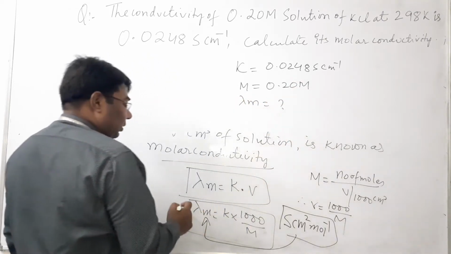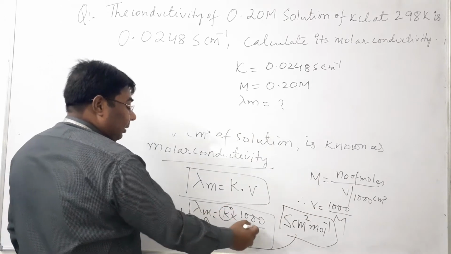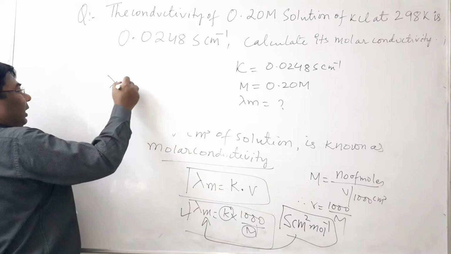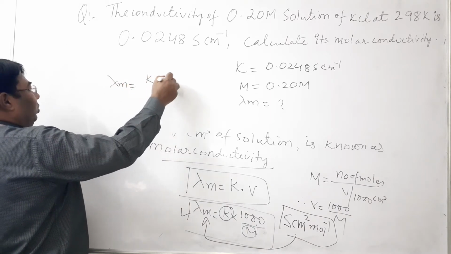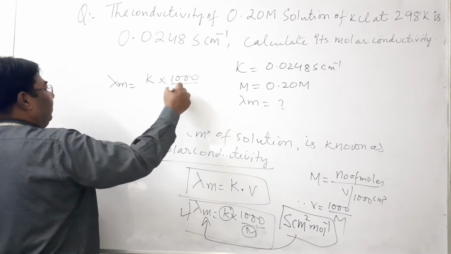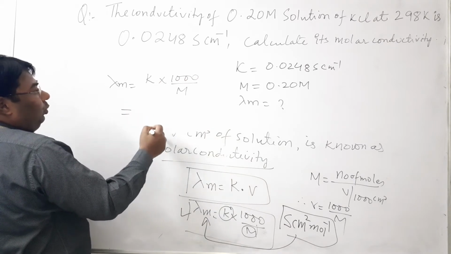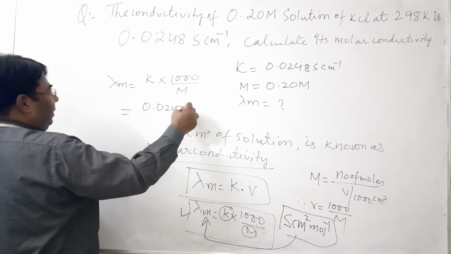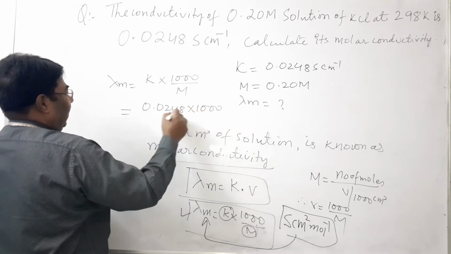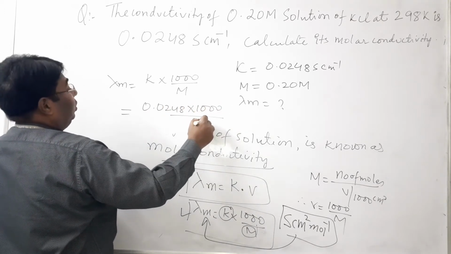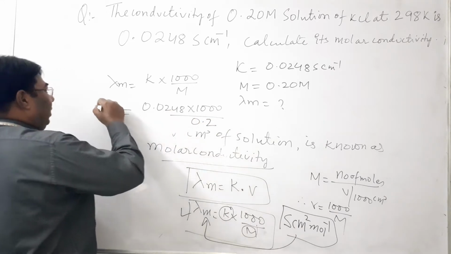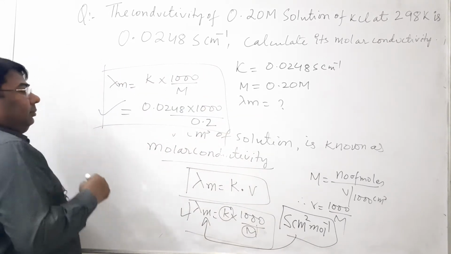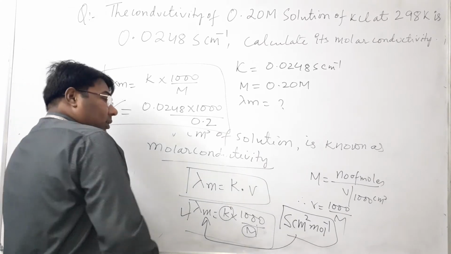Now apply this formula because K is given, M is given. So lambda m is equal to K into 1000 by M. K is equal to 0.0248 into 1000 by 0.2. After calculation, you get the value of lambda m. Understand?